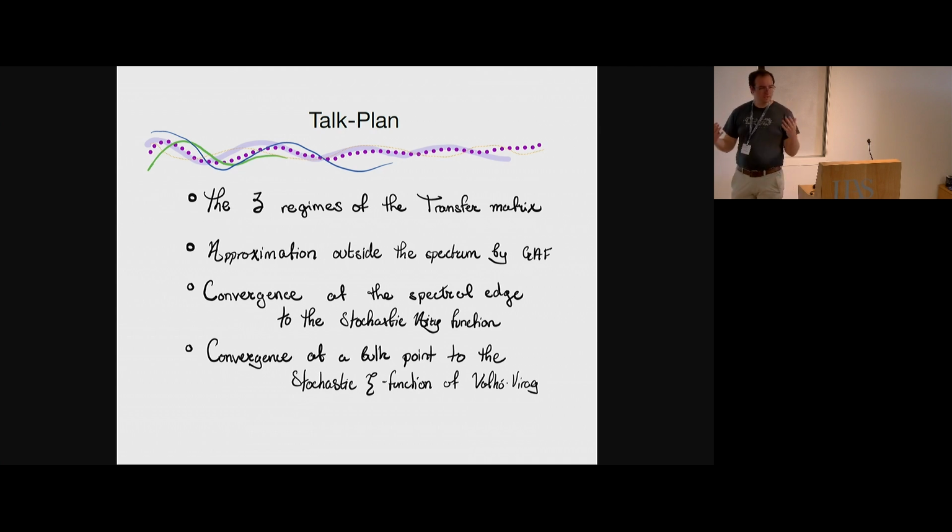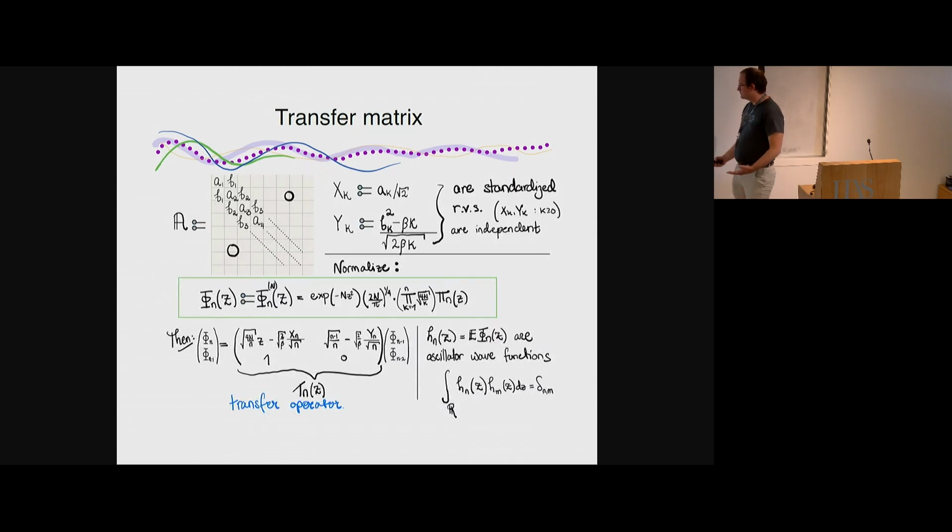If you're only interested in studying the characteristic polynomial in the bulk, and I have bad news for you, you still have to do all three regimes. There's not a way to avoid it. All three regimes of this recurrence appear in the bulk points of the spectrum. So I'm going to start by the easy part, which is outside. I'm going to come to the edge, where actually most of the work is, and then I'm going to go to the bulk.